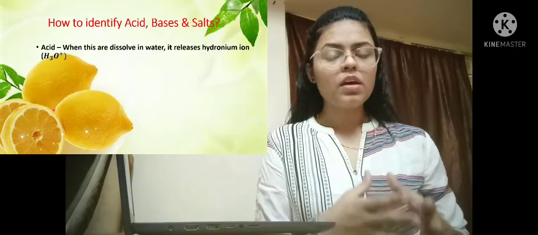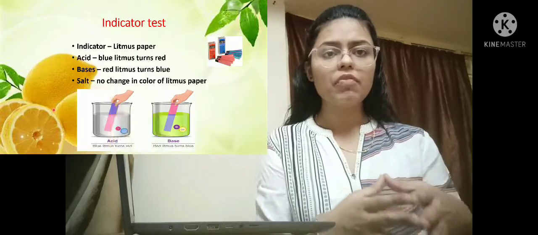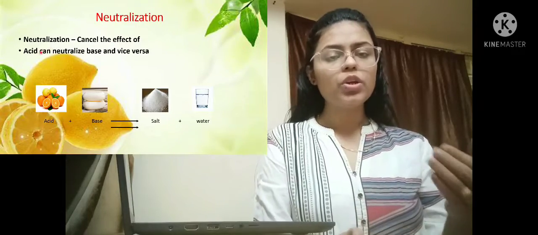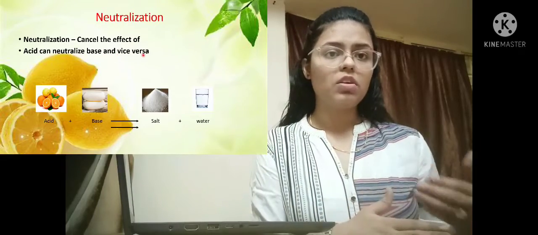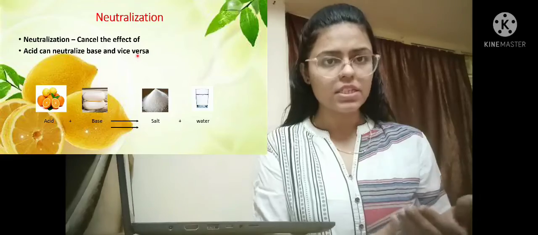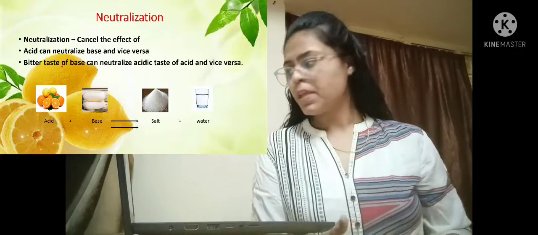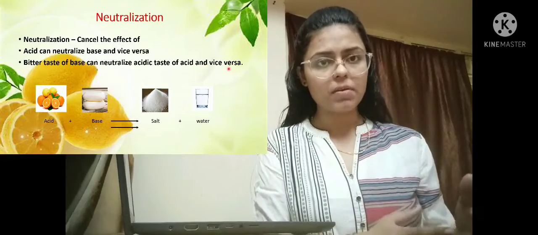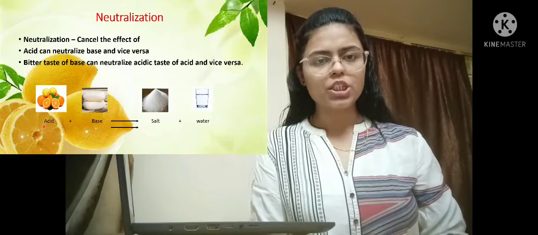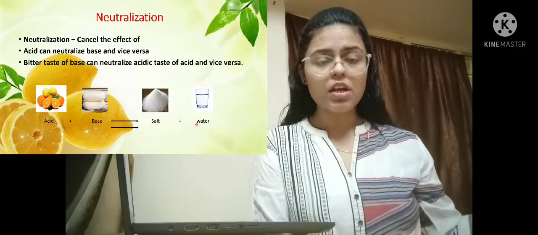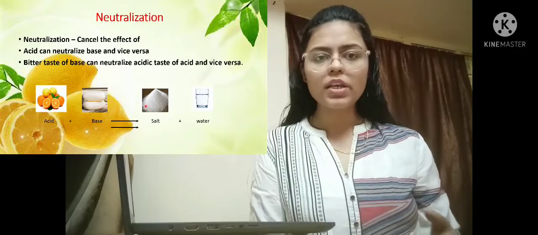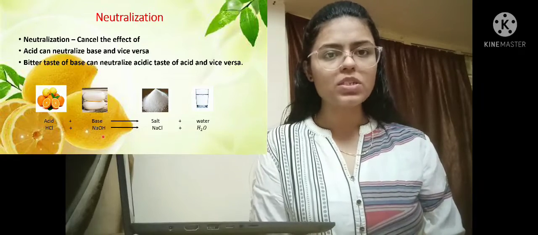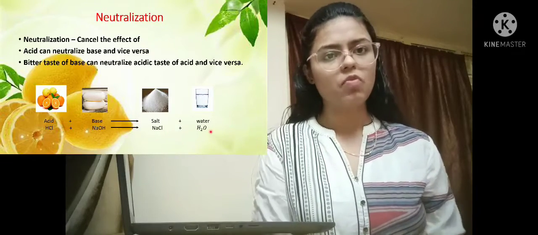And the last property is neutralization. Neutralization means cancelling the effect of. As we have seen in our acidity situation, acid can neutralize the effect of base and vice versa, meaning bases can neutralize the effect of acid. Or in other words, the bitter taste of bases can neutralize the acidic taste of acid and vice versa. You know the famous neutralization reaction, acid plus base gives salt plus water. Of course, oranges plus soap bar will not give you salt and water. So what is the reaction? It is hydrochloric acid plus sodium hydroxide will give you sodium chloride, meaning salt, plus water.